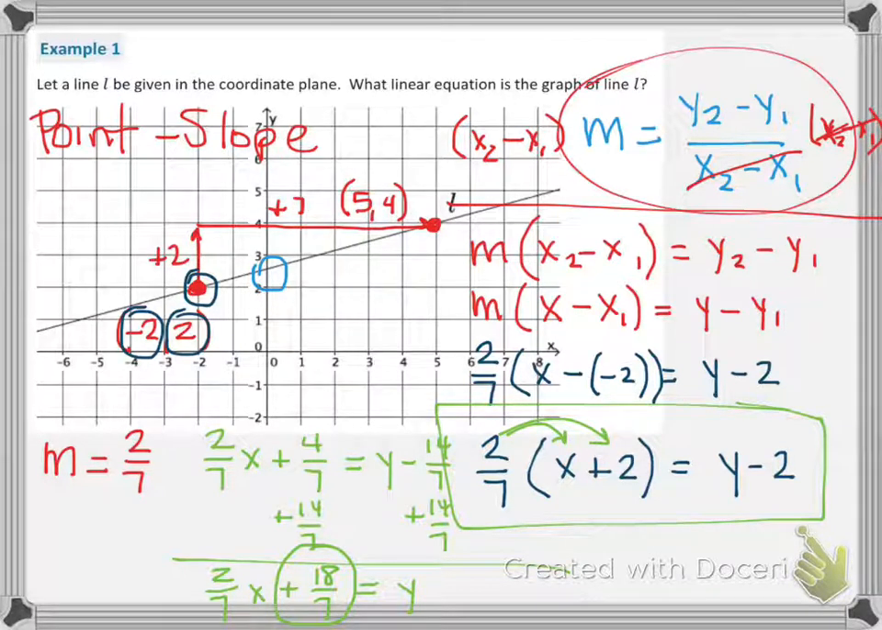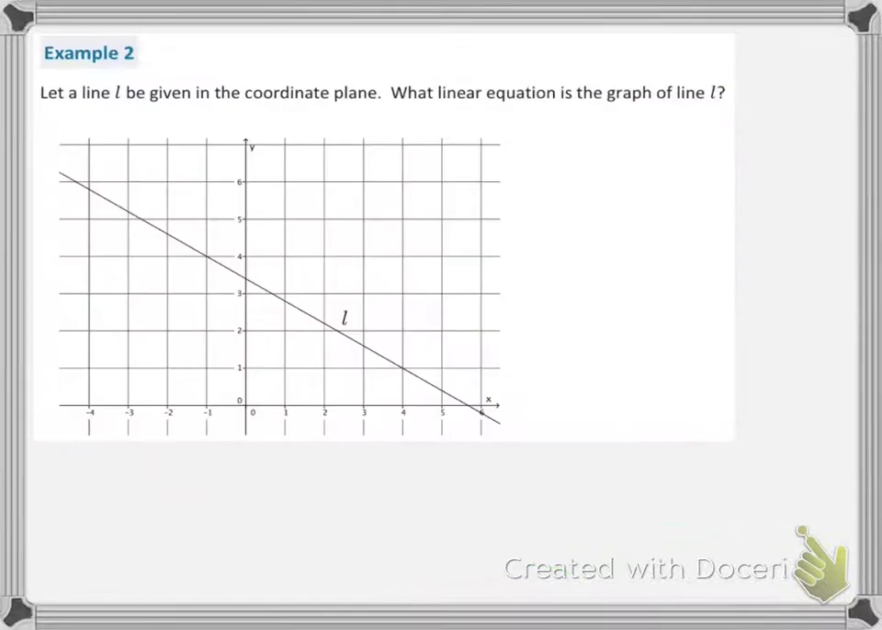All right, so lots of work there. Let's try example number 2. Well, now I know I can just use my point-slope form, m times x minus x1 is equal to y minus y1. And all I need here is a point and the slope. So let's find out what those are.